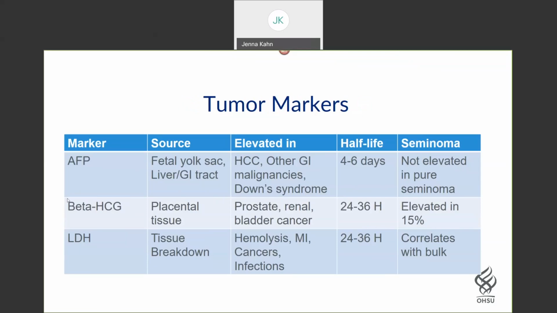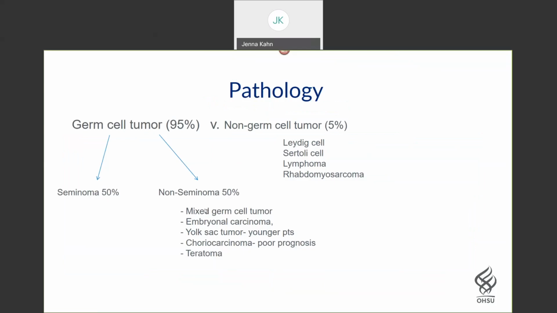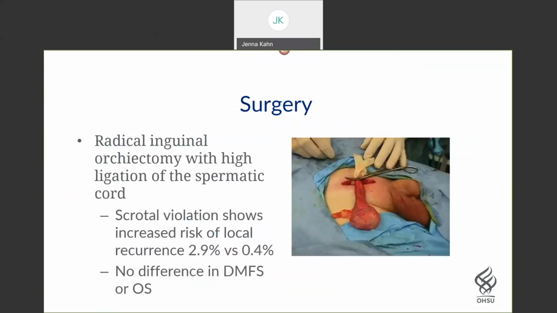These are the labs that can be elevated. In seminomas, AFP is not elevated if it's a pure seminoma. Beta HCG can be elevated in about 15%, and LDH correlates with bulk of tumor. The surgery is a radical inguinal orchiectomy with high ligation of the spermatic cord. Scrotal violation shows that there's an increase in local recurrence with those surgeries.